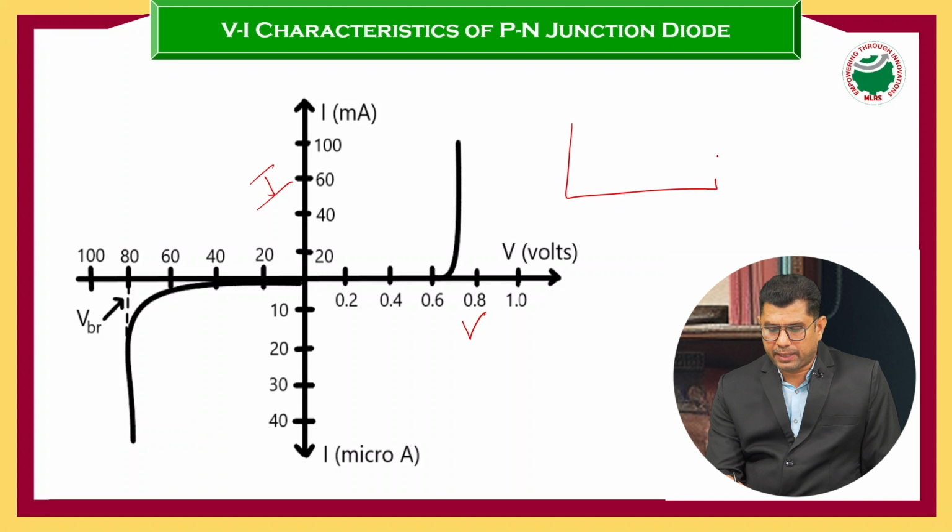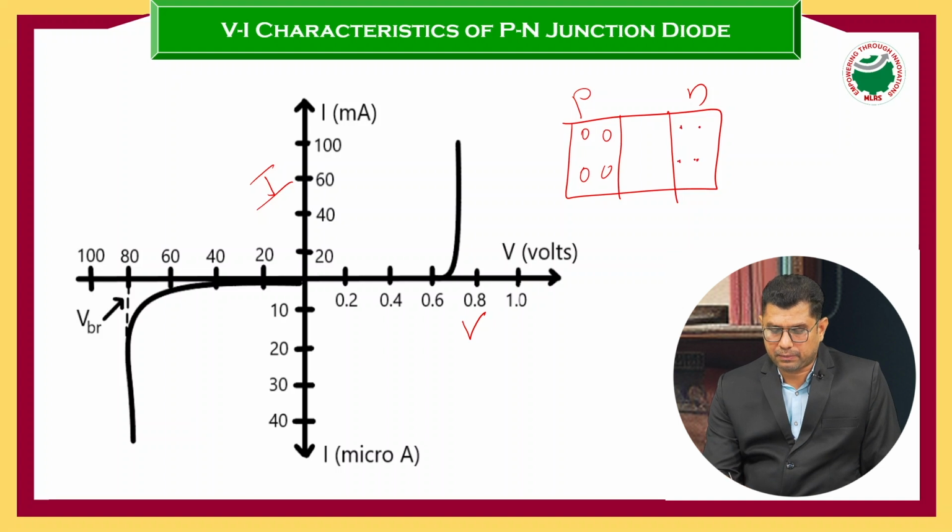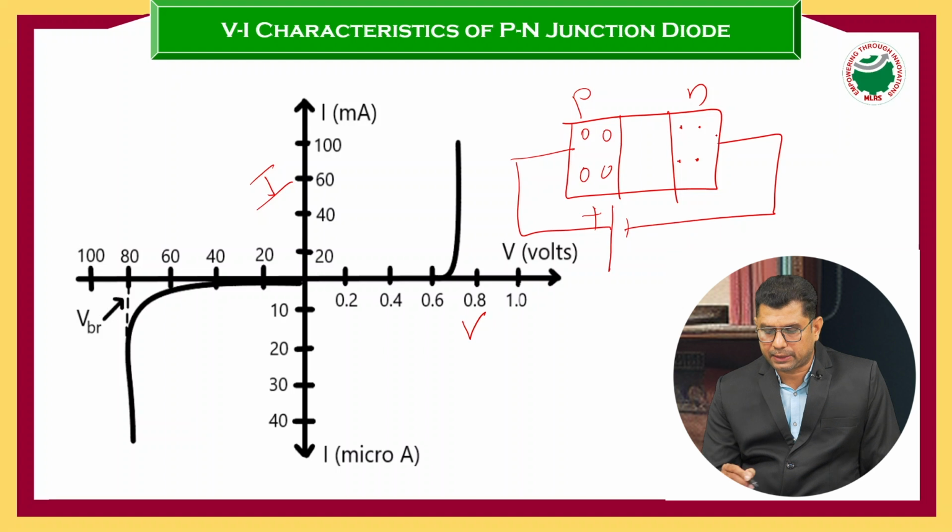Under forward bias, this is a P-type semiconductor, this is an N-type semiconductor. In P-type semiconductor, majority charge carriers are holes. In N-type semiconductor, majority charge carriers are electrons. So, what is the meaning of forward bias? The P side is connected to the positive terminal and the N side is connected to the negative terminal of the battery. Now, when we supply no voltage, no holes or electrons cross the barrier.